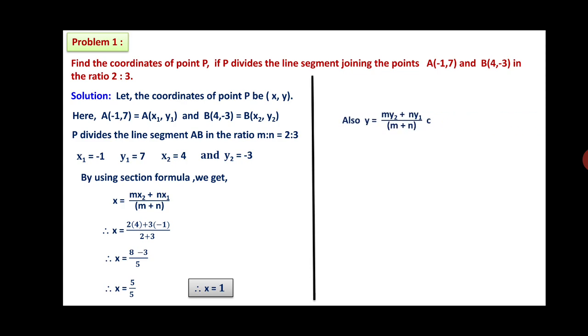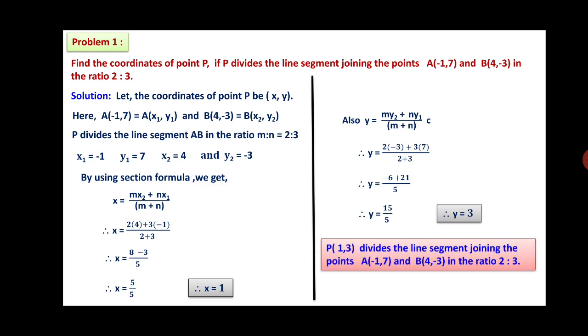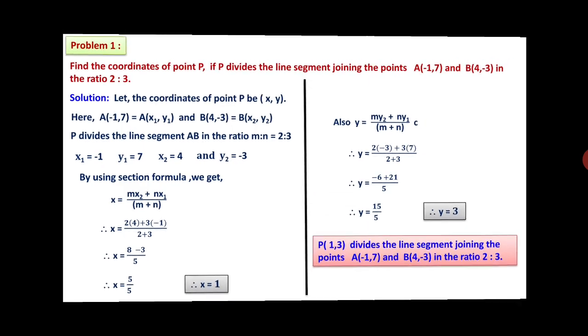Also y = (my2 + ny1)/(m + n). Therefore y = (2 times (-3) + 3 times 7)/(2 + 3). Therefore y = (-6 + 21)/5, so y = 15/5. After simplification you get y = 3. Therefore P(1, 3) divides the line segment joining the points A(-1, 7) and B(4, -3) in the ratio 2:3.